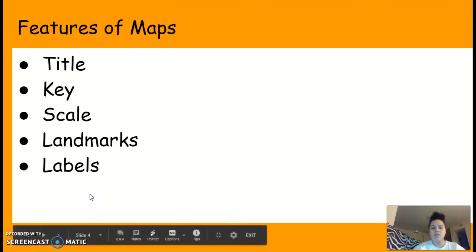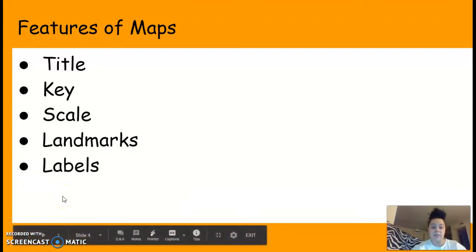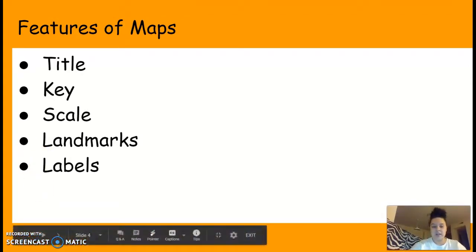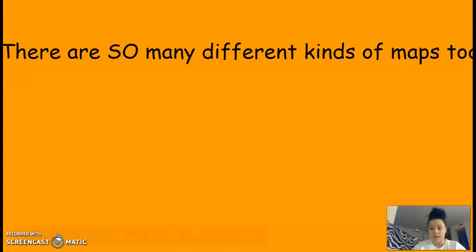And then there's also labels. So we would use labels for representations, like if we had an object that didn't have a name. So that's what we use keys for. But labels would be things like street names, or I guess for a weather map, maybe something like rain or something like that. There are so many different kinds of maps too.